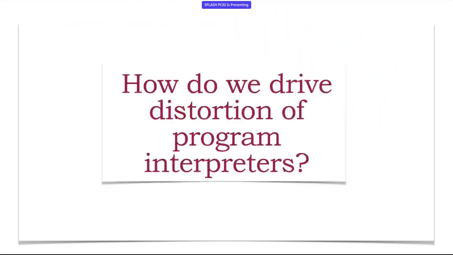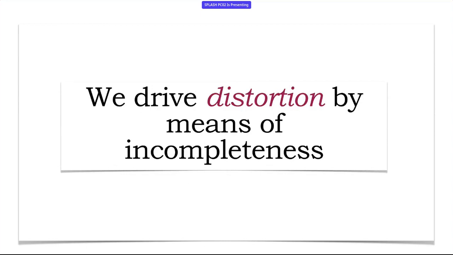Last, we have to understand how we can drive distortion of program interpreters in order to indeed obtain an obfuscation. And in this case, we put it all together, and we can drive distortion by means of incompleteness. Namely, we transform the interpreters in order to integrate code with some syntactic features that make the analysis incomplete. So let's start with the first point.